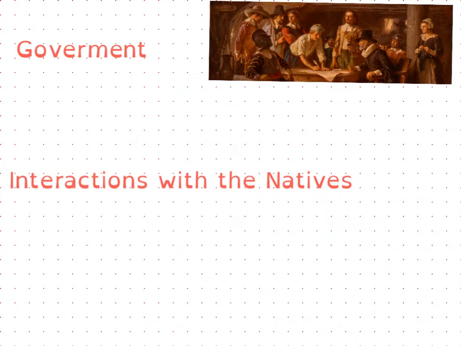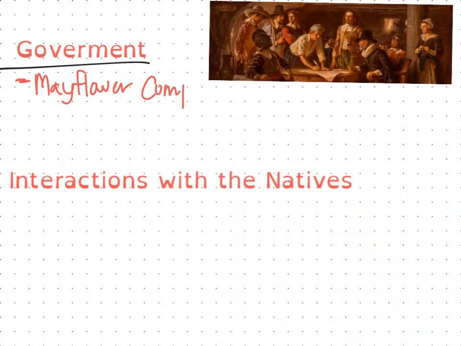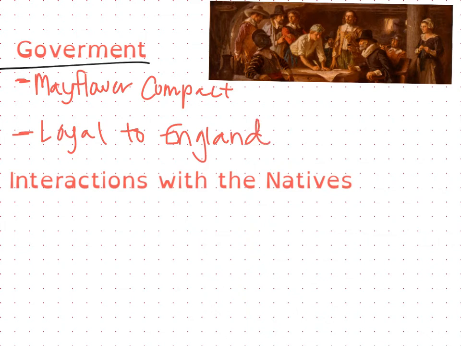So let's talk about their early forms of government. One of the earliest forms of government that took place in the New England colonies was on the Mayflower. What they actually did was they signed what was called the Mayflower Compact. That was basically a document that said they would all be loyal to the king, and that they would agree to work with one another. It was a very, very early form of government, a very early form of declaration. But in general, they were all saying that they would stay very loyal to England. That no matter what happened over here, they would still stay loyal to England.